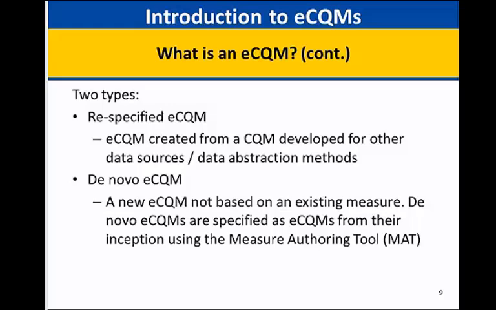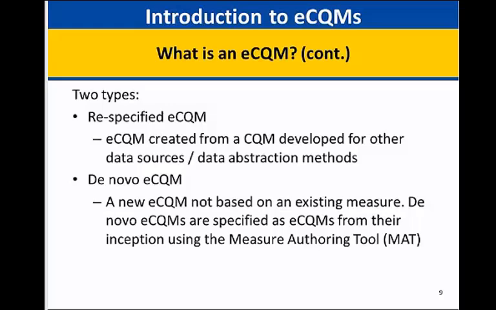And then there's also de novo measures, which are brand new, no existing measure. So the respecified is using evidence that led to the measures originally developed from other sources, and therefore they may actually include different data elements than the original quality measure created based on the same evidence. An example of a respecified measure is alcohol use screening.